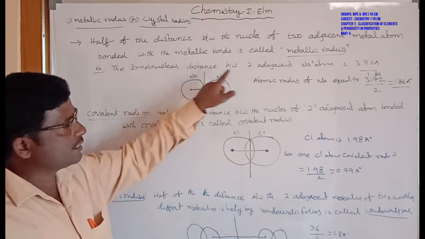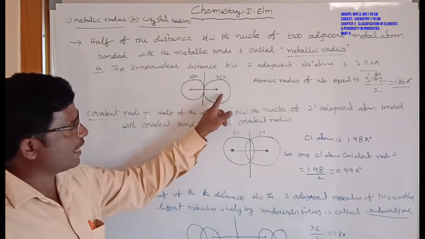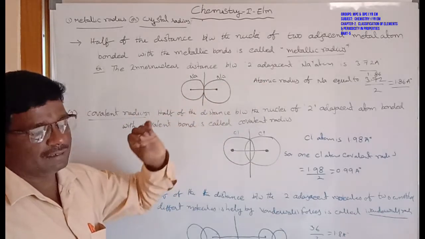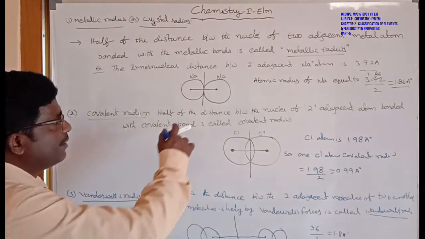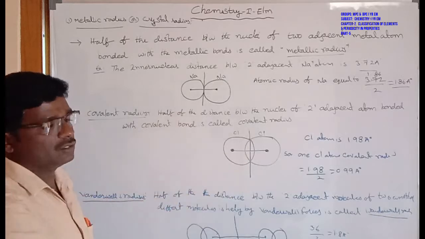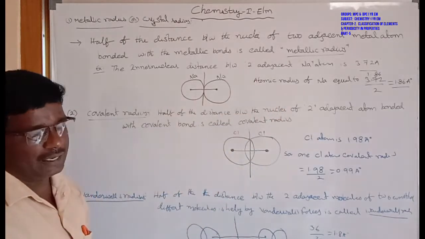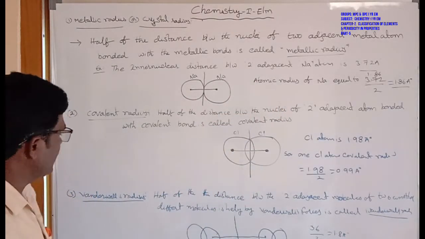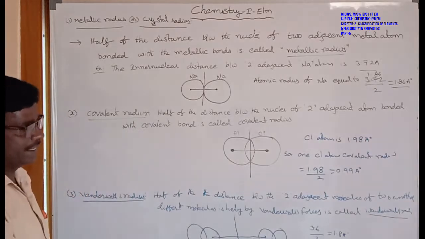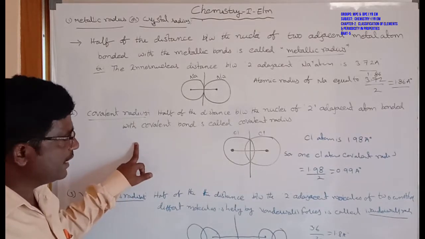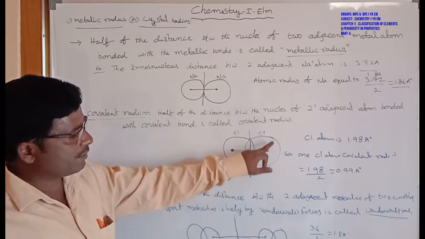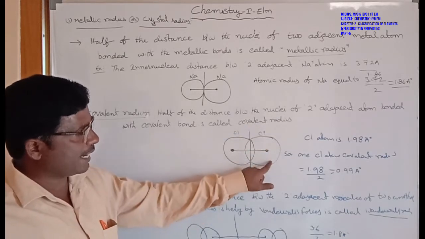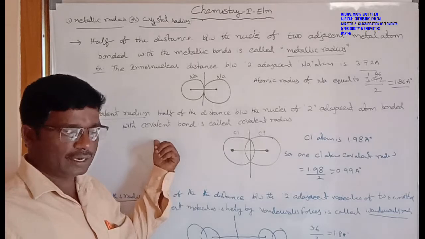The internuclear distance between the two adjacent sodium atoms is 3.72 angstroms. So the metallic radius of one sodium atom is 3.72 divided by 2, which is equal to 1.86 angstroms. Remaining, the second one, covalent radius. What is covalent radius? It is half of the distance between the nuclei of two adjacent atoms bonded with a covalent bond.